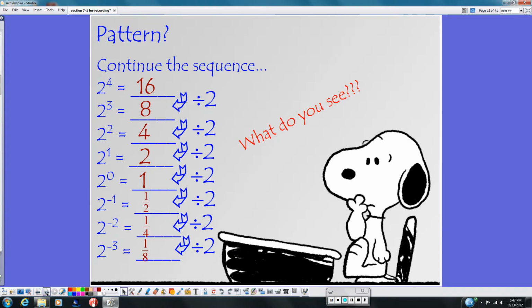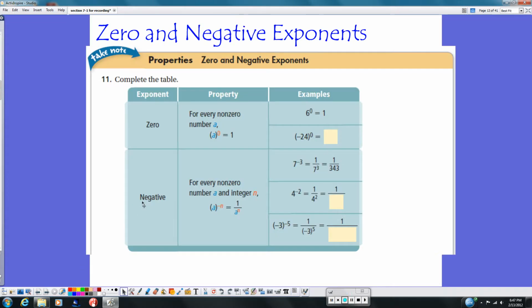So, the property that we've just looked at is the zero exponent property. For every non-zero number a, any number a, except for 0, to the 0 power is going to equal 1. Negative exponents: for every non-zero number a and integer n, if you have a to the negative n, it's the reciprocal. You take that a to the n to the bottom, making the n positive.